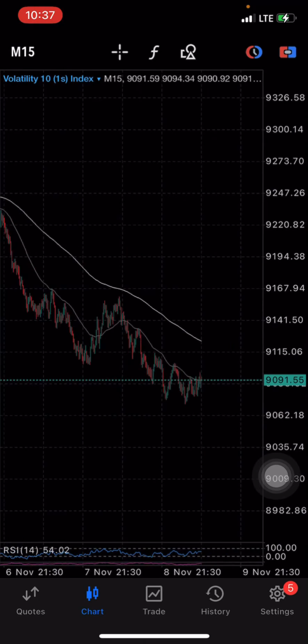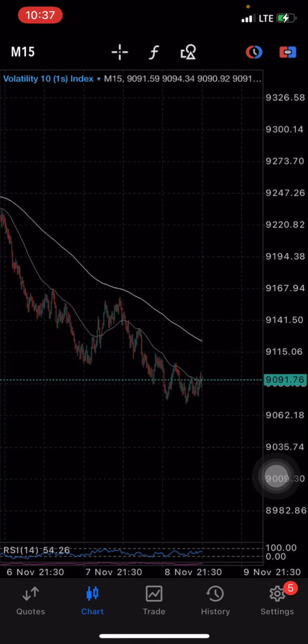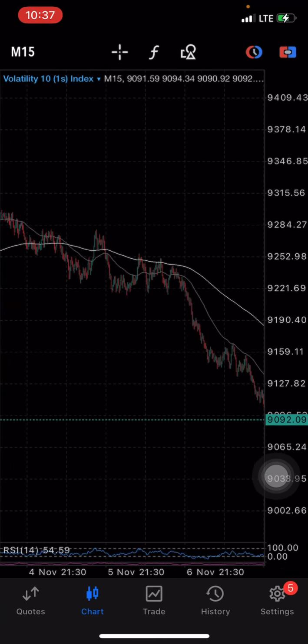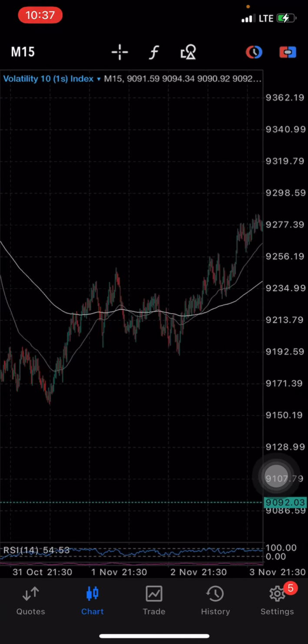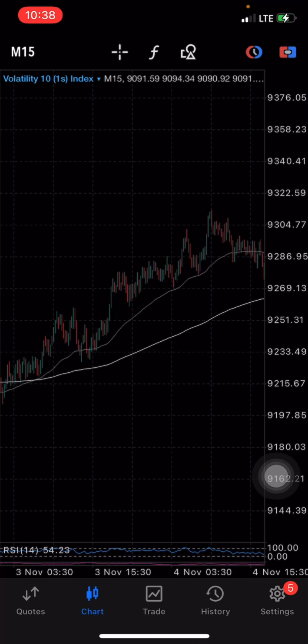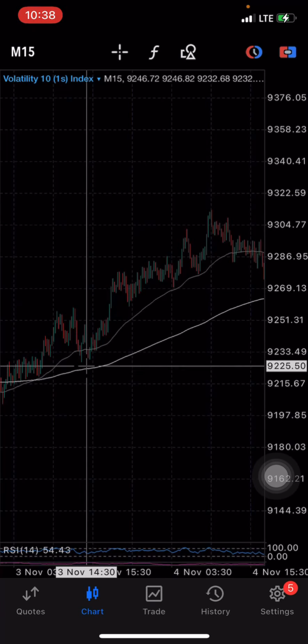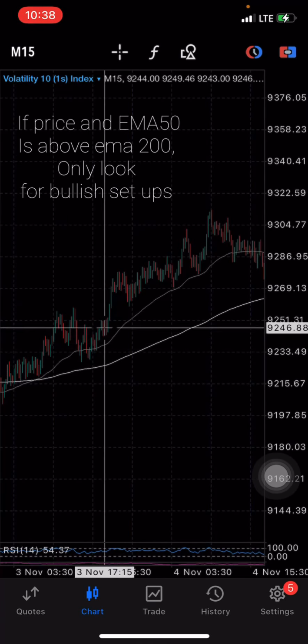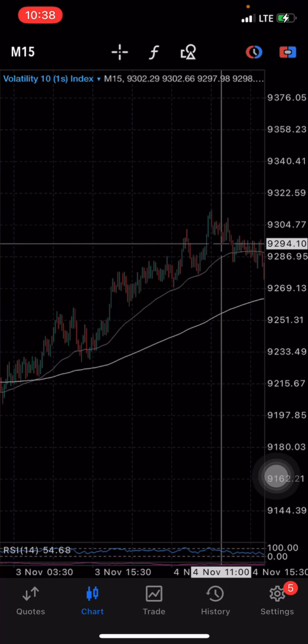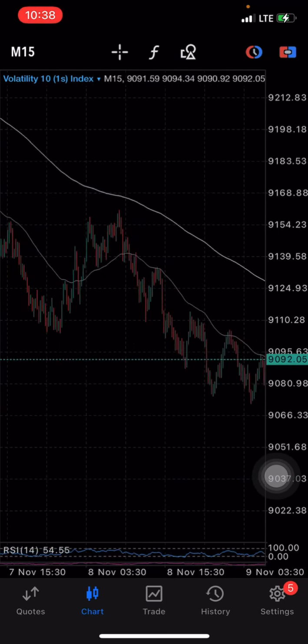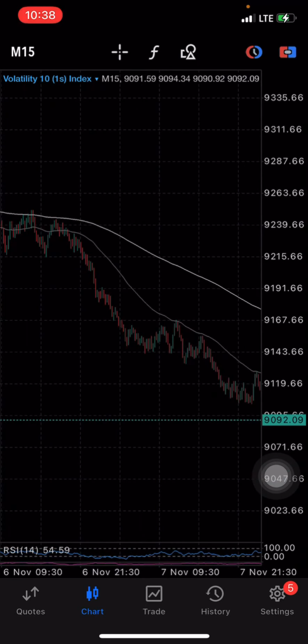Now I'll give you the rules of using the EMAs. Once price is above your EMA 200 and your EMA 50 is above your EMA 200, you are only going to be looking for buy opportunities. What did I say? If price is above EMA 200 and EMA 50 is above EMA 200, you are only going to be looking for buy opportunities. If price is below the EMA 200 and EMA 50 is below the EMA 200, you are only going to be looking for sell opportunities.